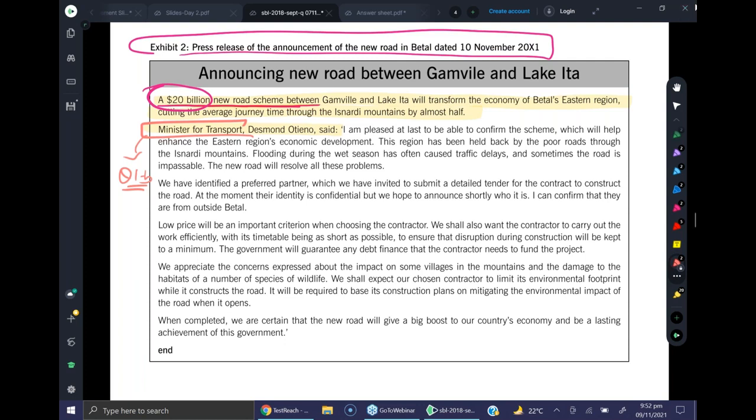Okay, Minister of Transport Desmond said, I am pleased at last to be able to confirm the scheme which will help enhance the eastern region's economic development. This region has been held back by the poor roads through the Ainardi mountains. Flooding during the wet season has often caused traffic delays, and sometimes the road is impassable. The new road will resolve these problems.